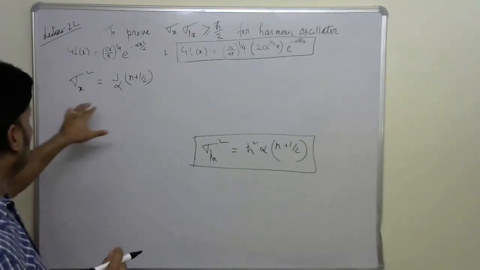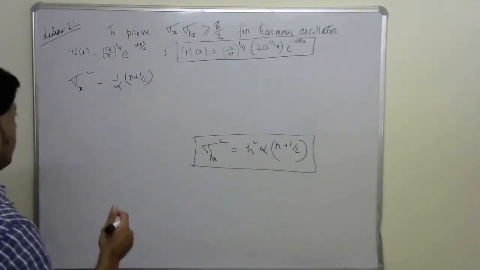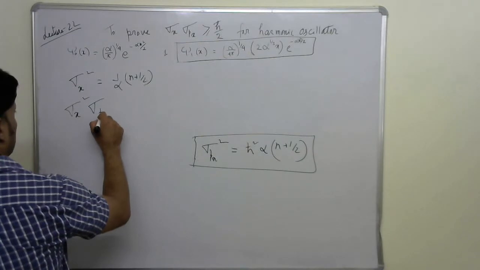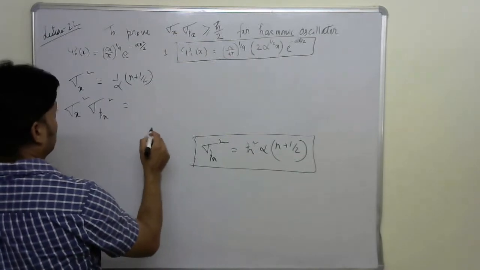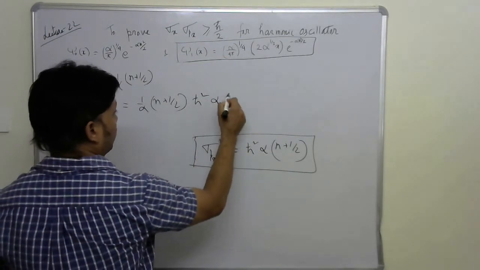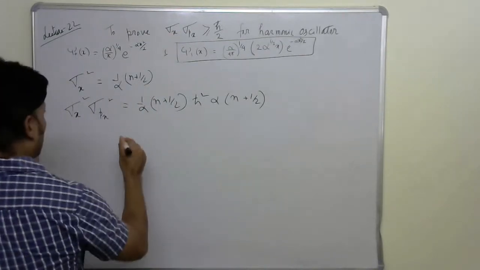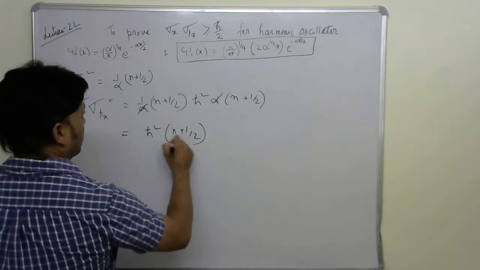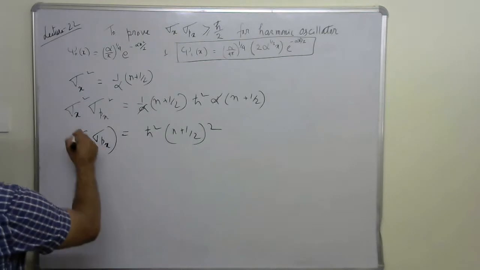Okay, here we go. So we have found out that sigma x square is 1 by alpha n plus half, and this is sigma px square. Now we are going to take the product of these two, that means sigma square x multiplied by sigma px square. So the product gives us, once again we can write, h cross square alpha n plus half. Alpha cancels out, and we have h cross square n plus half whole square. So this is equal to sigma x multiplied by sigma px whole square.